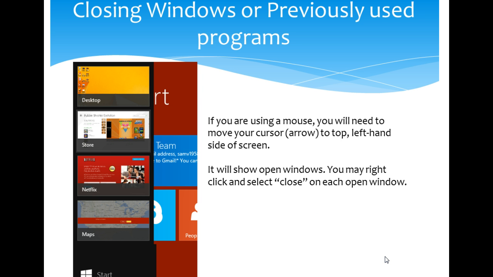But if you have a mouse, you'll need to move your cursor or your arrow to the top left-hand side of the screen. And it'll bring this list right here of open windows. And you can actually right-click on the ones that you want to get rid of and select close. And you'll notice that your list gets smaller and smaller depending on how many you close.